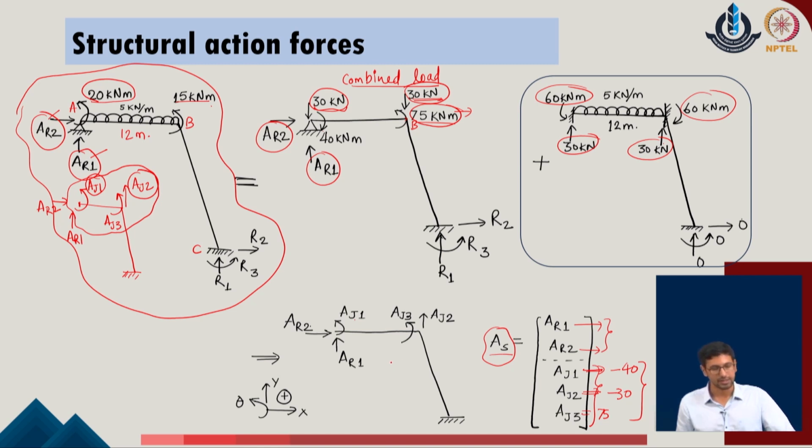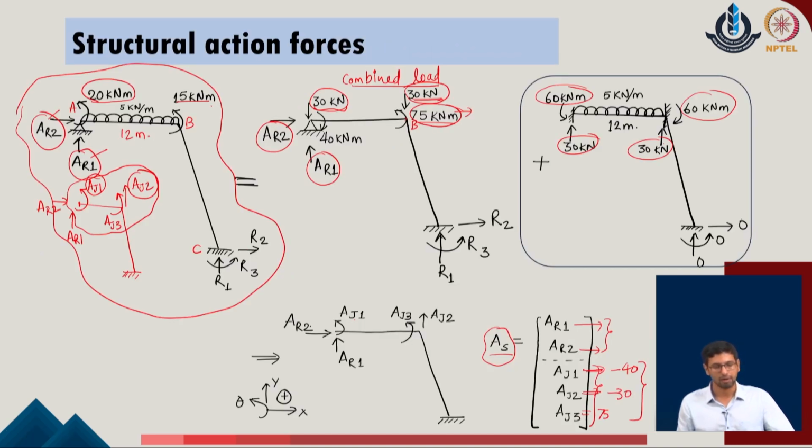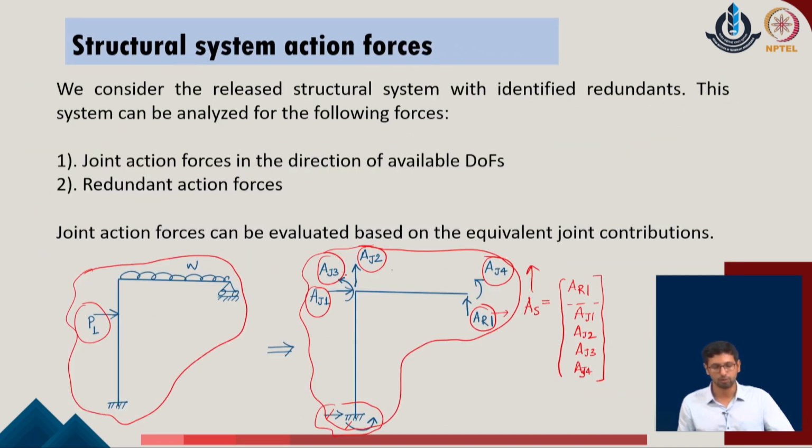Now, as a next case, we try to make the connections between the structural system which we have identified and the system which we have considered as a member action force in the given system. So, we have considered this problem as one example. I will again revert back to the original problem which we were initially discussing. For this problem also, we have AR1 as one of the redundants and AJ1 to AJ4 as the 4 joint action forces of the given system.